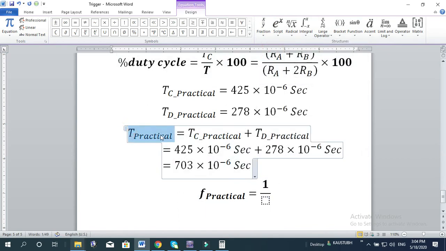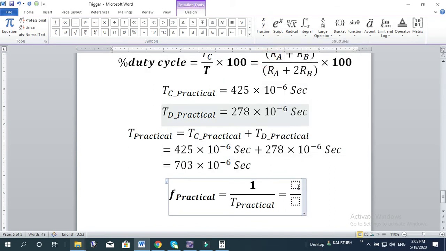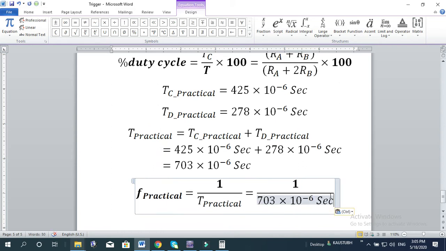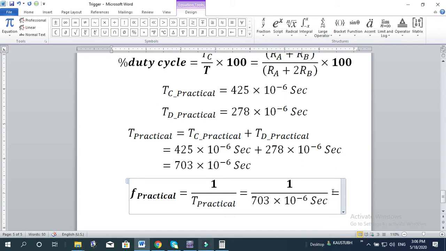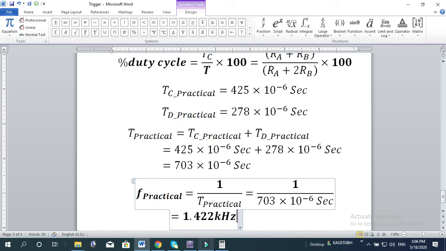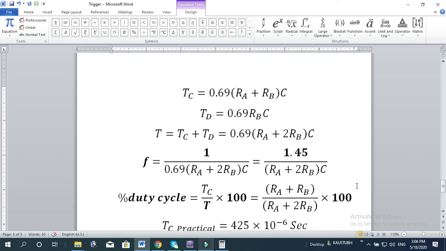So T practical, which is equal to 1 divided by 703 into 10 to the power minus 6. Okay, so which will be equal to your 1.422 kilohertz. Okay, now let's see the same thing theoretically.